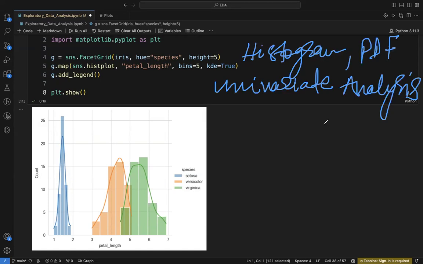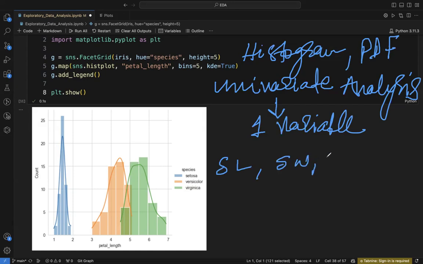As the name suggests, uni means one, so univariate analysis means one variable analysis, right? So I have sepal length, I have sepal width, I have petal length, and I have petal width. These are my four variables.